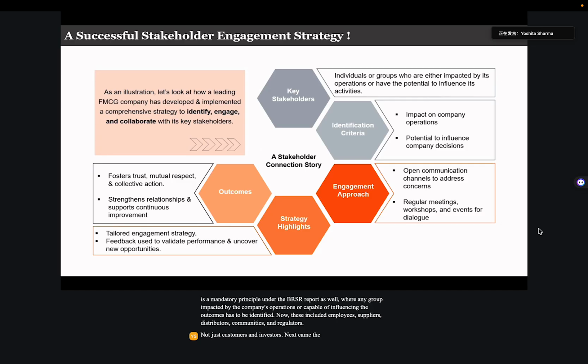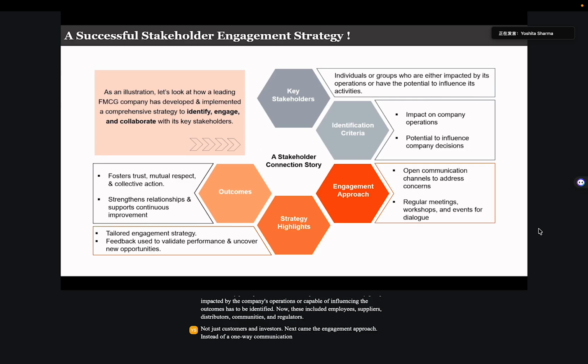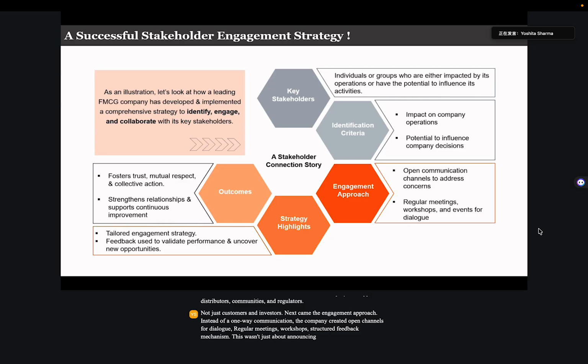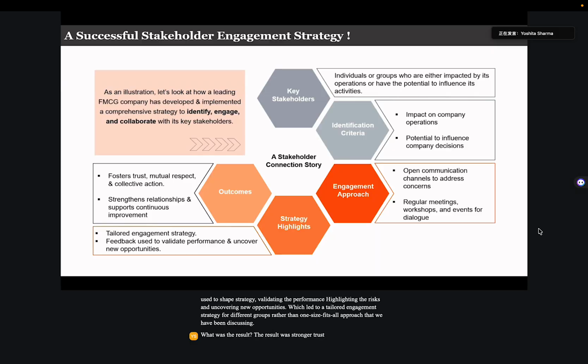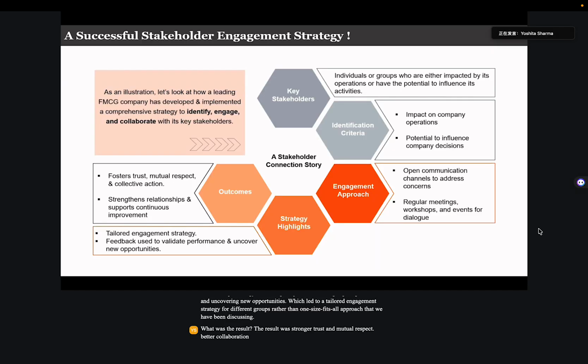Next came the engagement approach. Instead of one-way communication, the company created open channels for dialogue, regular meetings, workshops, and structured feedback mechanisms. This wasn't just about announcing decisions, it was actually about listening before deciding. So insights from stakeholders were then used to shape strategy, validating the performance, highlighting the risks, and uncovering new opportunities, which led to a tailored engagement strategy for different groups rather than the one-size-fits-all approach that we have been discussing. What was the result? The result was stronger trust and mutual respect, better collaboration, and continuous improvement rather than just reactive fixes upon situations happening.